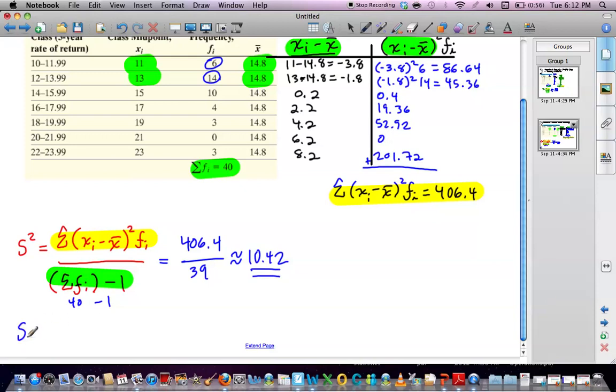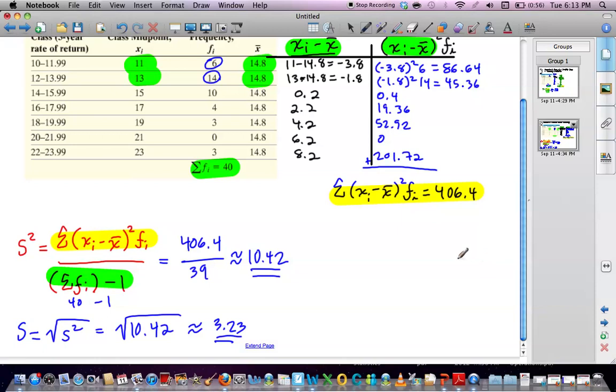Just like before, to get the standard deviation, you take the square root of that. So the standard deviation, s, is equal to the square root of s squared. That's the square root of 10.42, which is approximately 3.23.